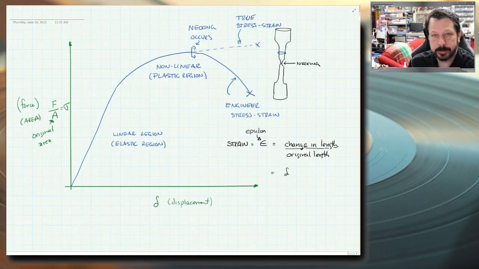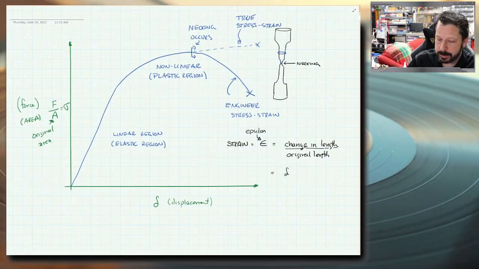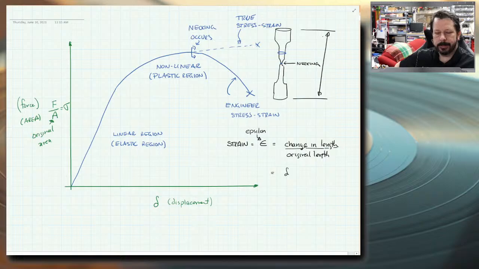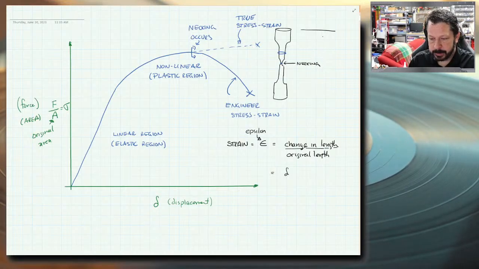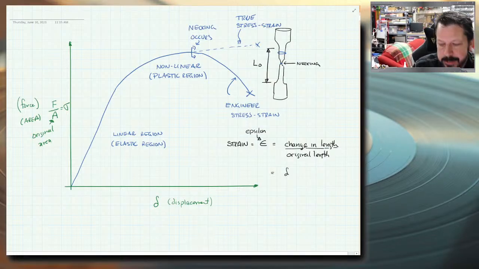That's what I have measured from my machine. I measured how far the crosshead moved during this experiment, and that's the change in length. The original length is not this length, because part of this is bolted inside the machine, and it's a larger diameter. So that's not the length that we're talking about. The length is this. This is the original length. This is also called the gauge length.